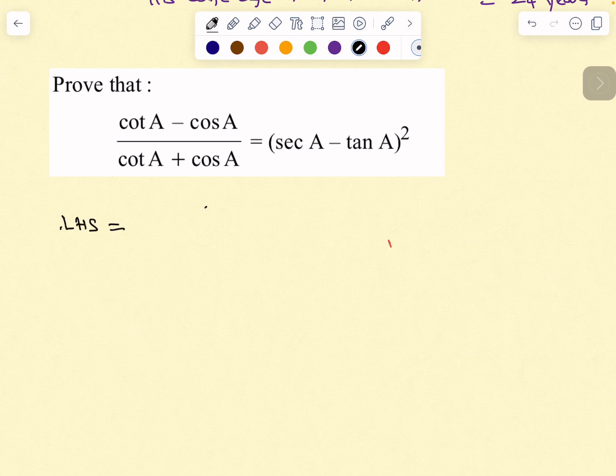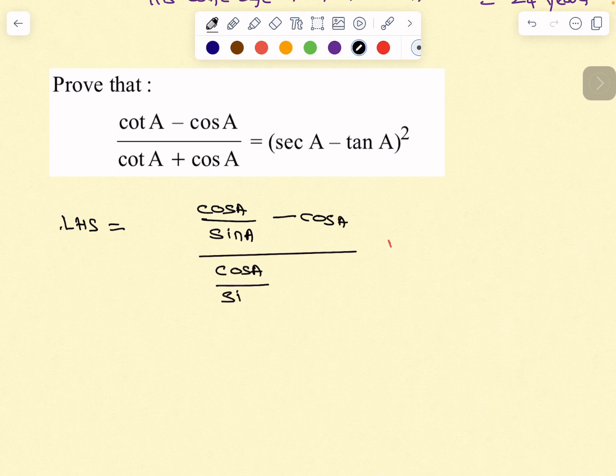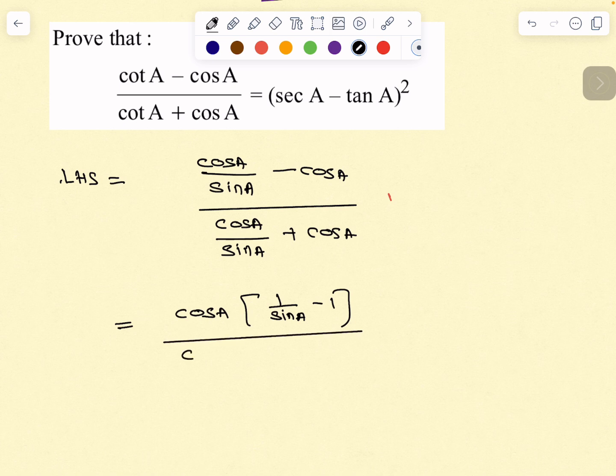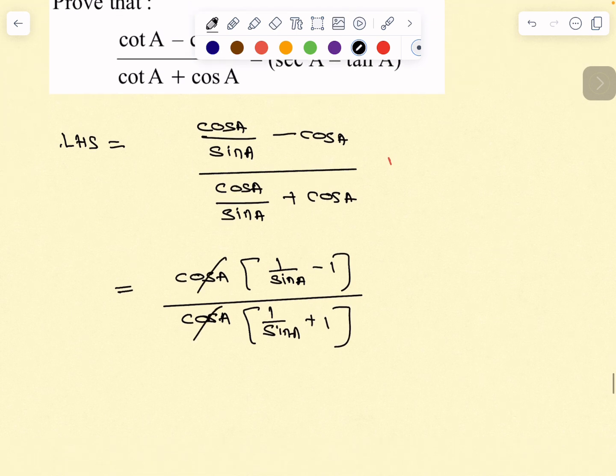So cot a you write as cos a by sin a. So the expression we can write as (1 minus cos a by sin a) by (cos a by sin a plus cos a). Okay, you take cos a common from this step. So this we can write as 1 by sin a minus 1, whole by, you take common from here cos a into (1 by sin a plus 1). So both side cos a get cancelled.